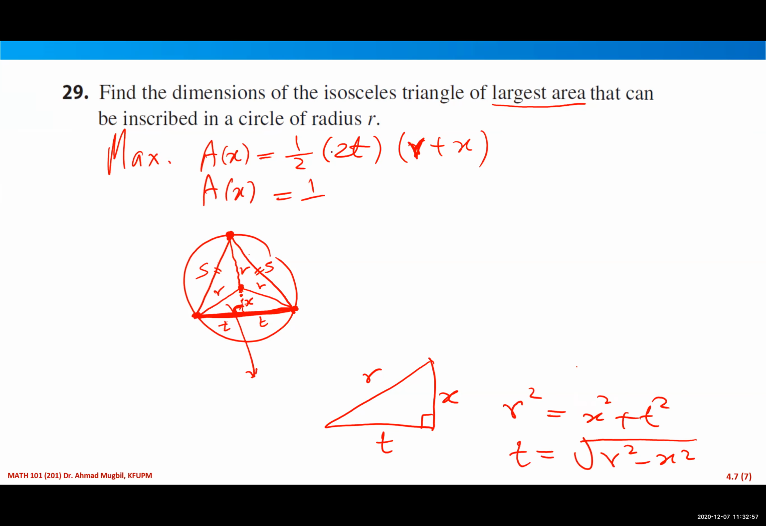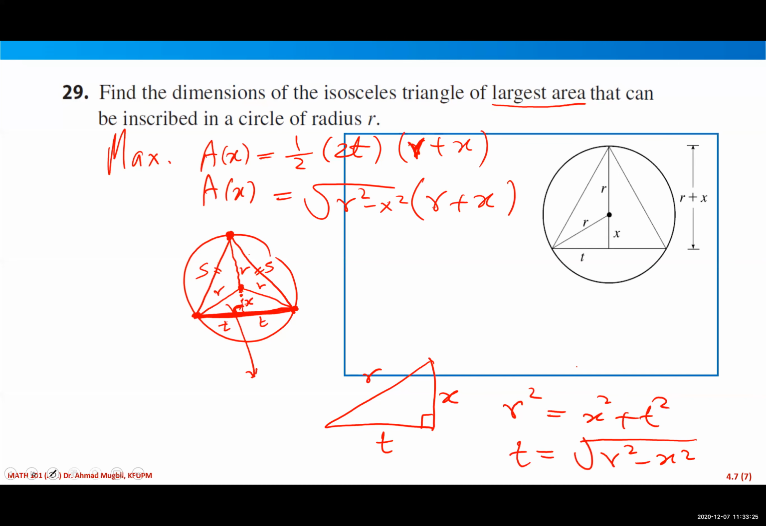So it will be a half, and this will be cancelled, by the way. A half with 2 will be cancelled. You will have t times r plus x. Now what is t? This is t. So it will be the square root of r squared minus x squared times r plus x. Now this is a function, Shabab, of one variable, which is x, because r is a constant. It is like 3, 4, 5. It is a constant.